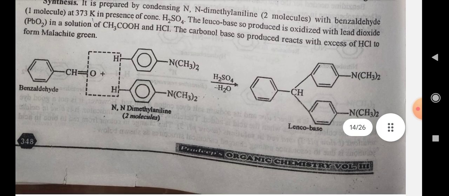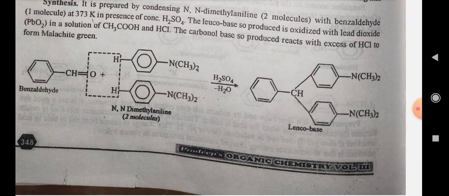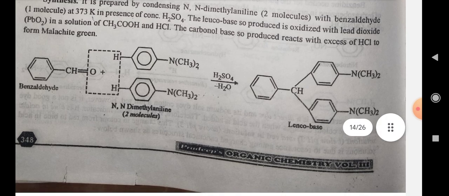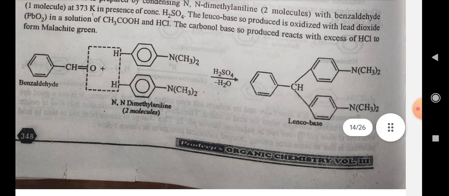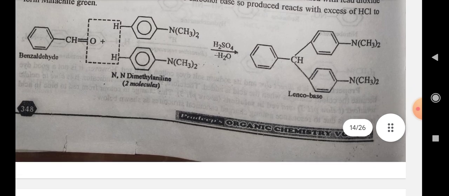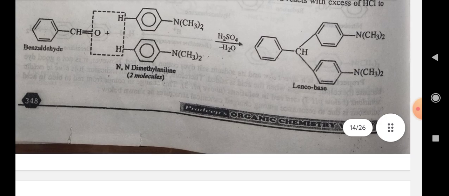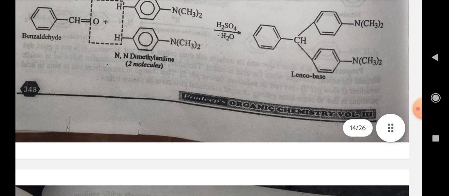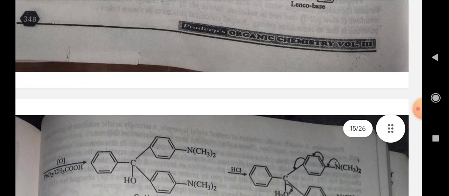Synthesis: it is prepared by condensing N,N-dimethylaniline with benzaldehyde at 373 Kelvin temperature in the presence of concentrated H2SO4. The leuco base produced is oxidized with lead dioxide in a solution of acetic acid and HCl. The carbinol base so produced reacts with the excess of HCl to form malachite green. When benzaldehyde reacts with two molecules of N,N-dimethylaniline in the presence of H2SO4, then leuco base is formed as a product.